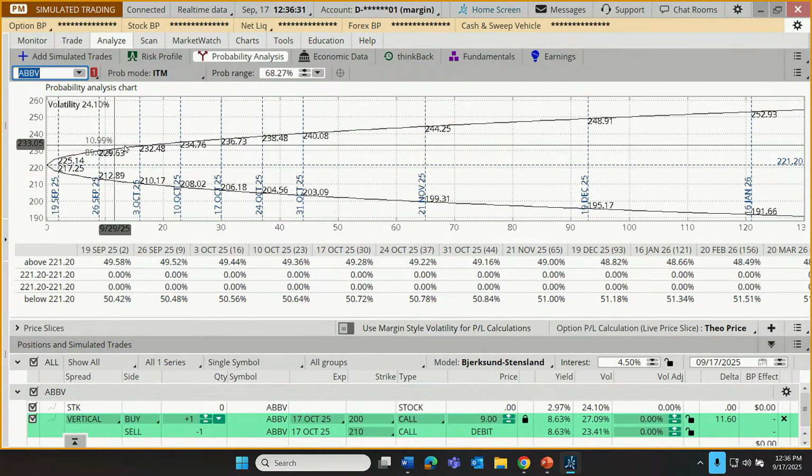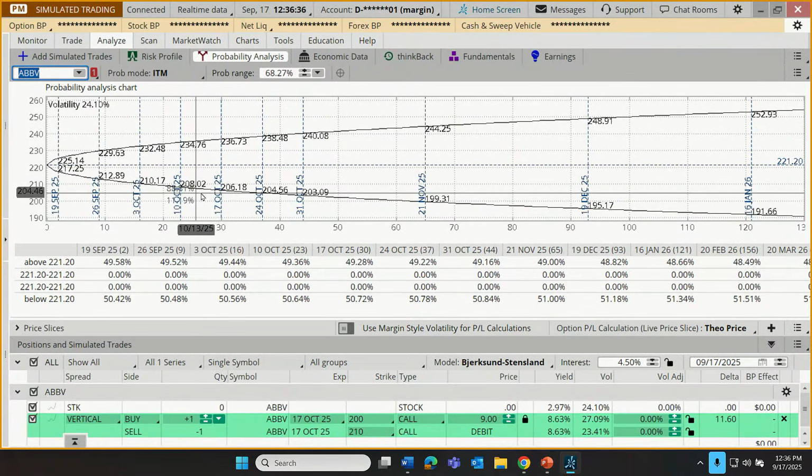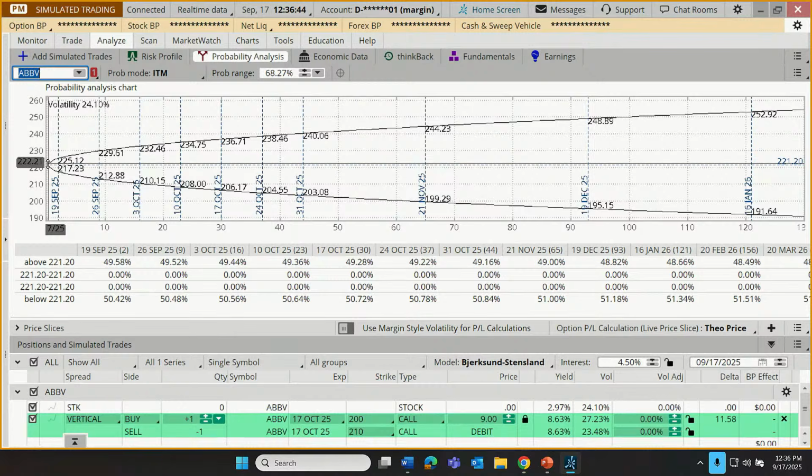Now, I think I'd be a little bit remiss if I didn't address what in the world is this thing, this bullet-shaped thing. Looks like a comet streaking to the left. This is known as a probability cone or parabola. What is it? Well, this starts from today and then expands outward to try to capture a range of prices that deliver a 68% probability that the stock will fall within that range on a specific date.